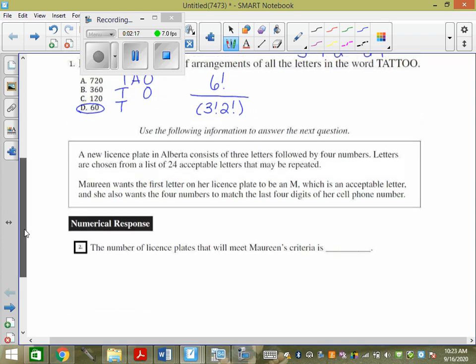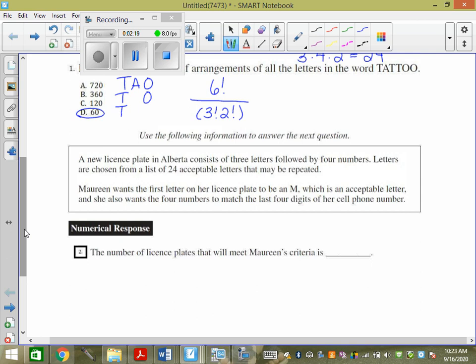Okay. This one. A new license plate in Alberta consists of 3 letters followed by 4 numbers. Letters are chosen from 24 acceptable letters, and they may be repeated. Maureen wants the first letter of her license plate to be M, which is an acceptable letter, and she also wants the 4 numbers to be the 4 digits of her cell phone number. This is what throws people off. And then these can be any letters, right? Any of the acceptable letters. Now these are the 4 last digits of her cell phone number.